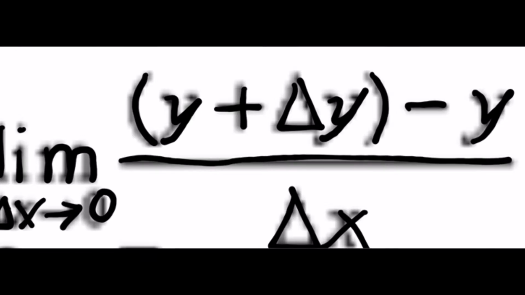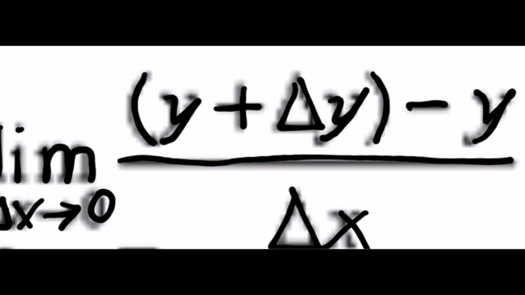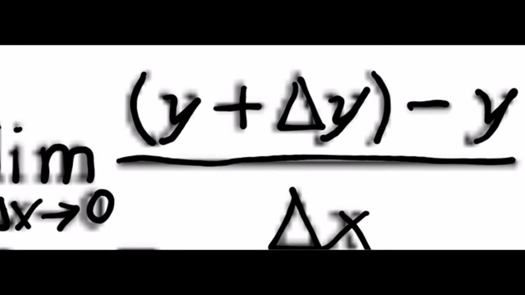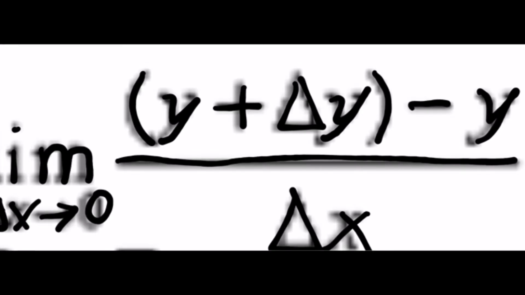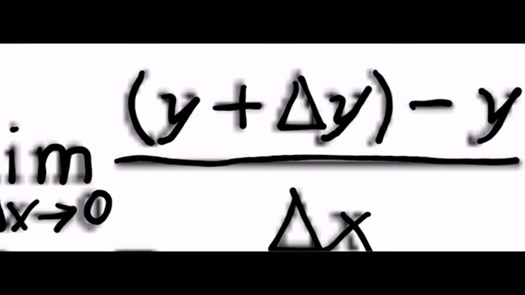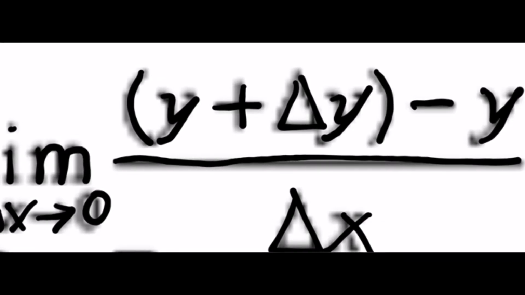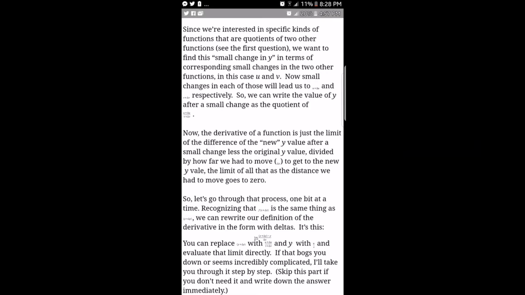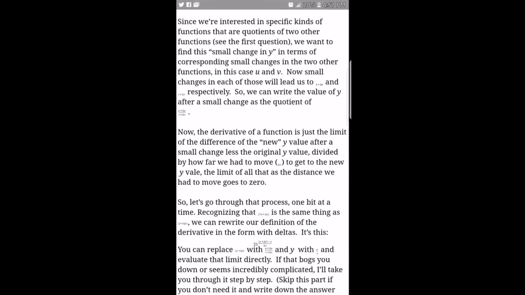We can rewrite our definition of this derivative in the form of deltas. It's like this. You can replace y plus delta y with u plus delta u over v plus delta v, and y with u over v, and evaluate that limit directly. If that bogs you down or seems incredibly complicated, I'll take you through it step by step. Here's the step-by-step derivation.